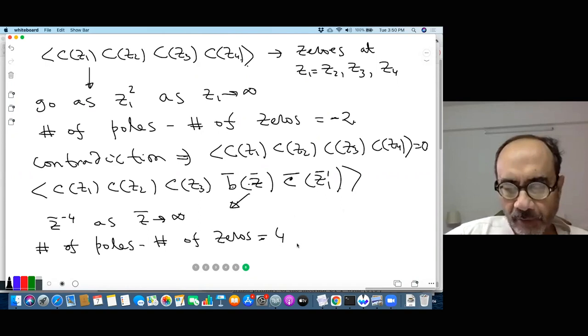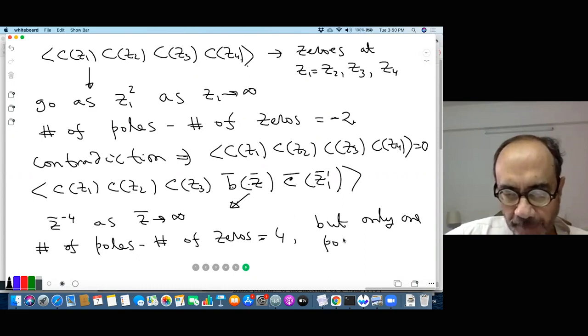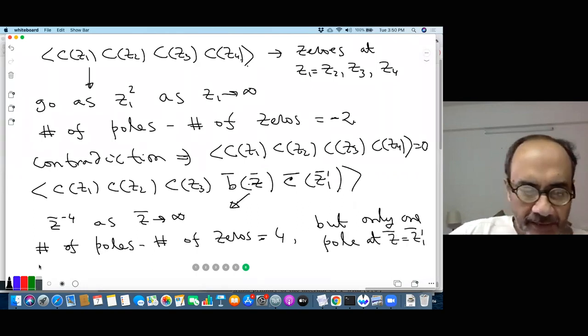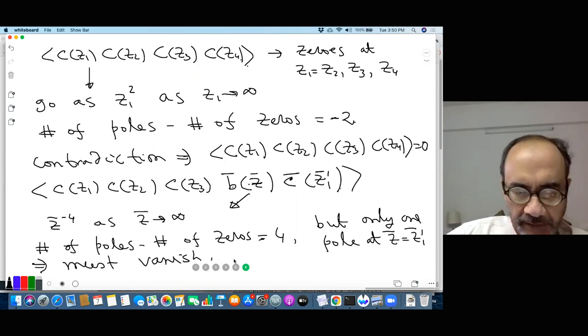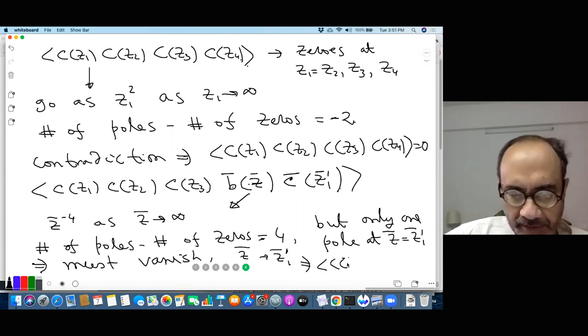But only 1 pole at Z bar equal to Z1 prime bar. So which again means that this must vanish. And now by picking up the residue at Z bar going to Z1 prime bar, this implies that C(Z1) C(Z2) C(Z3) is non-zero.